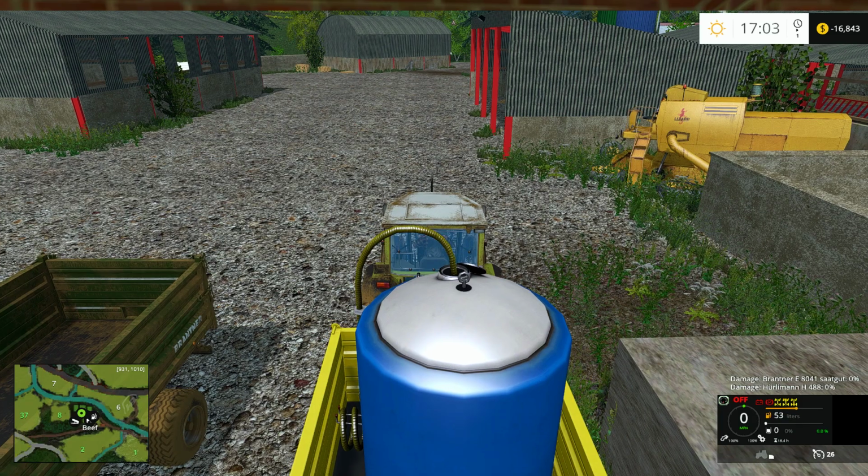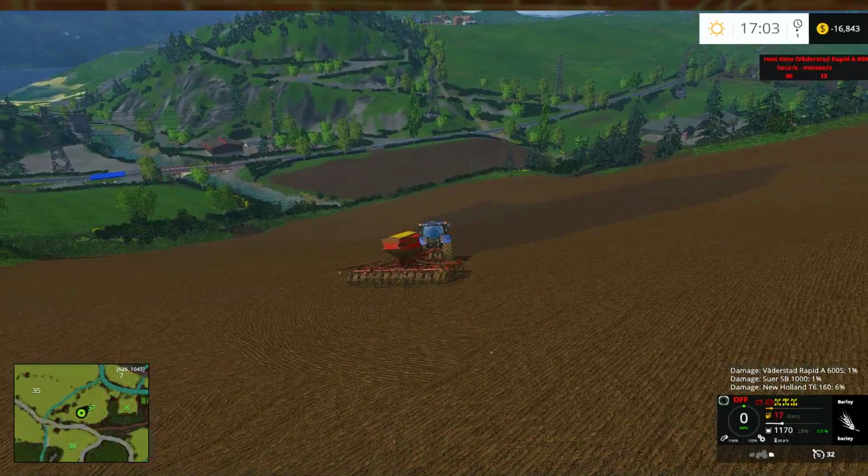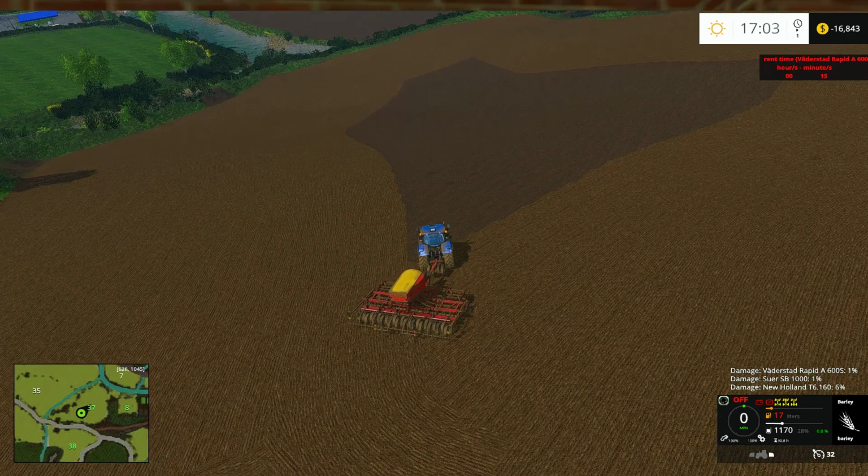We are trying to conclude the planting process, and we've been in the middle, I'm almost out of fuel, of putting some barley onto this slope.